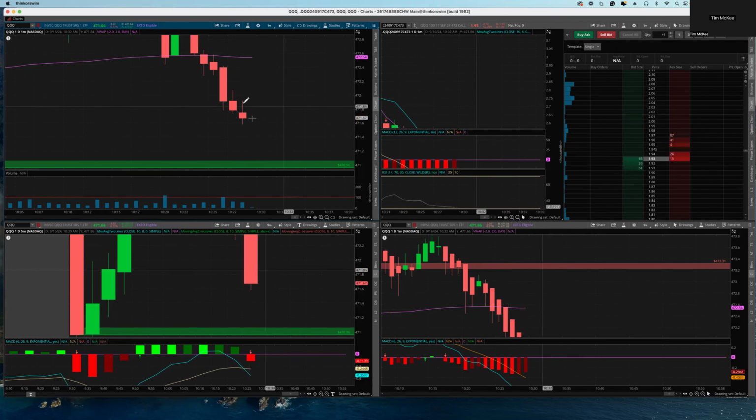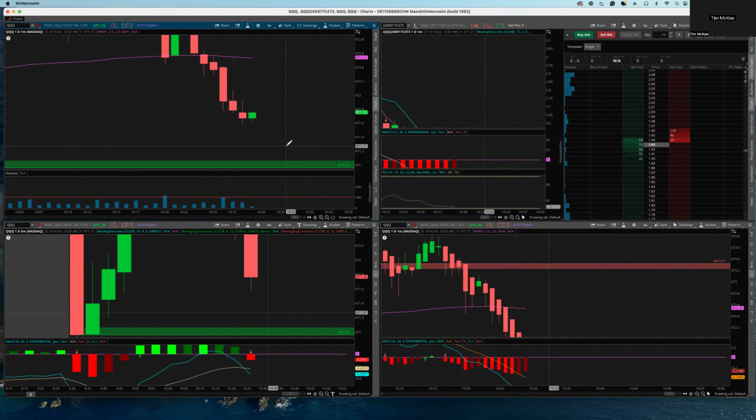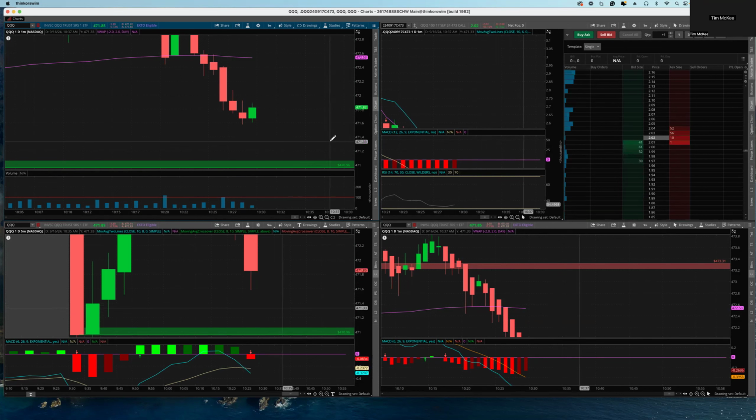What's concerning me a little bit are these topside wicks on these last two candles, showing reversal on those two candles. You mean followed by a green candle? And followed by a green candle. So we'll stay out of this for now.